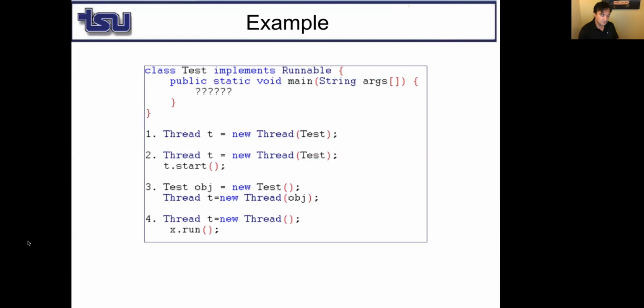How about here? First, I create an object of test class. So obj is runnable object. Why? Because test is a subclass of runnable, a subclass object is a superclass object, and a test object obj is a runnable object. Then I can go and create a thread using runnable object as input. So the answer is 3.